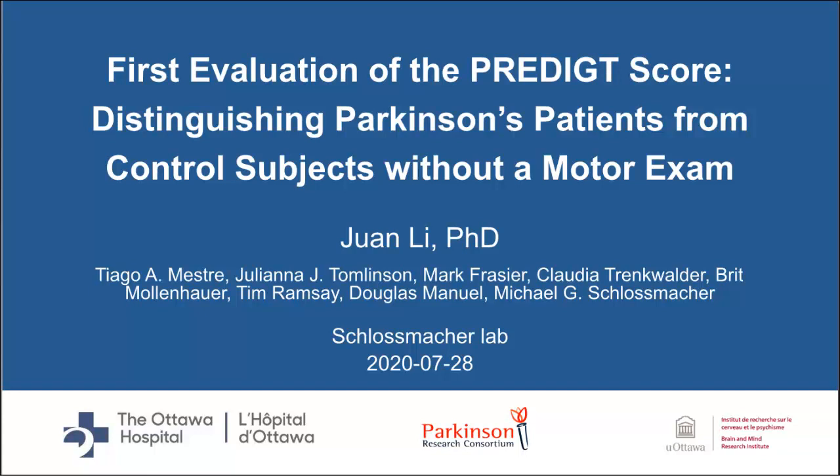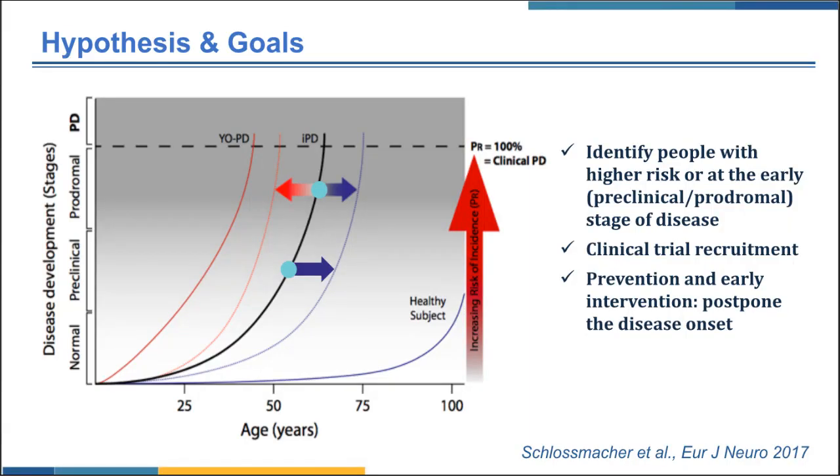All right. So a little bit about the hypothesis and goals of this model. You can see the figure here. This is basically a disease trajectory plot. It's a systematic plot showing that as people get older, their risk of having PD increases. For most people, the healthy subjects, their risk will remain low through their lifetime. And here, the IPD is for typical PD.